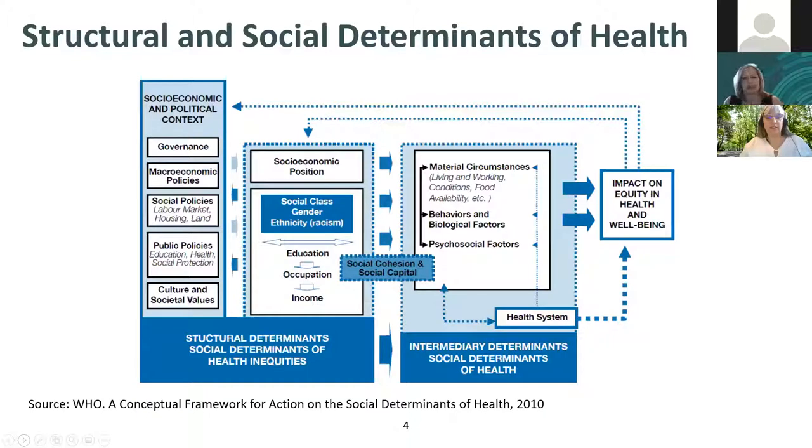I want to start this presentation by orienting you to just a couple of terms and definitions. This slide shows a visual of the various structural and social determinants of health. The left-hand side shows examples of structural determinants, which are defined as the root causes of health inequalities. Structural determinants are those things that affect whether resources for health are distributed equally in society. Some examples on the left-hand side include social policies like housing and the labor market, or public policies such as education and health. As you move toward the right-hand side of the slide, you get more into what are called the social determinants of health, which are defined as social and economic factors that can have an impact on health. Some examples of these include education, income, and occupation.